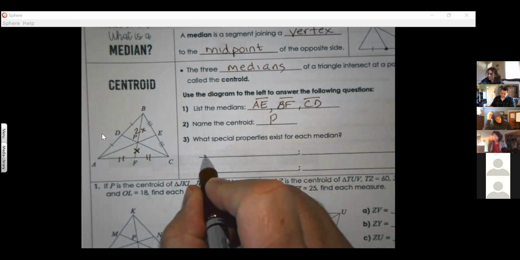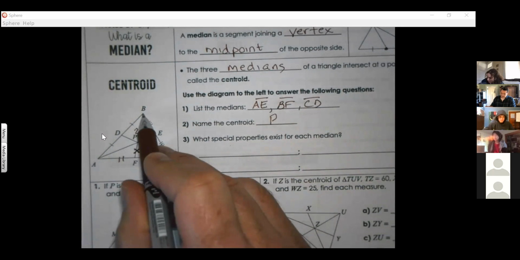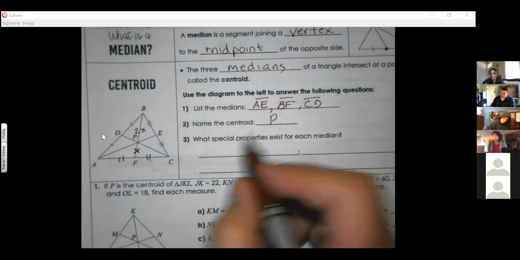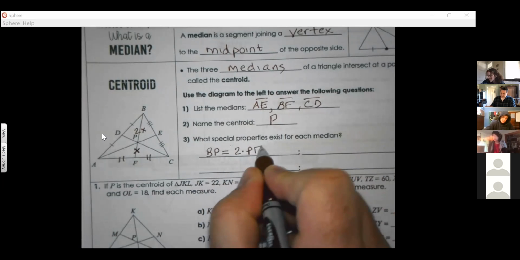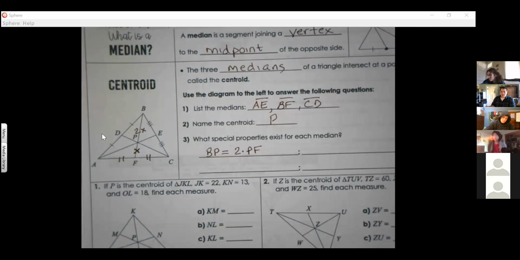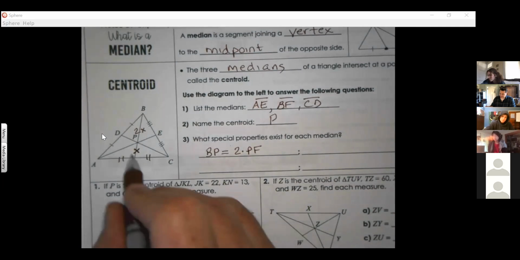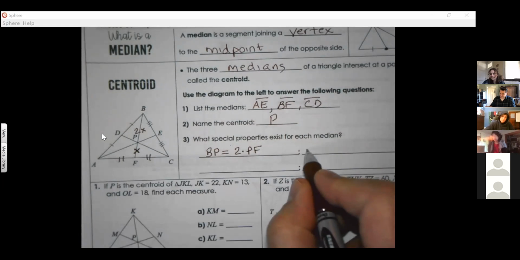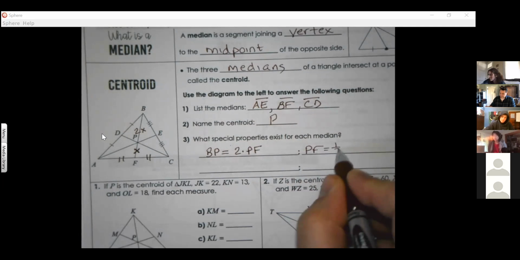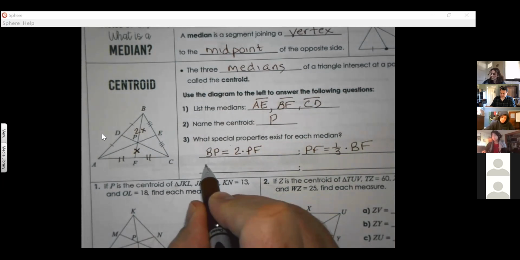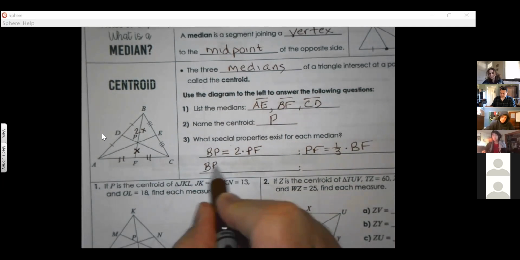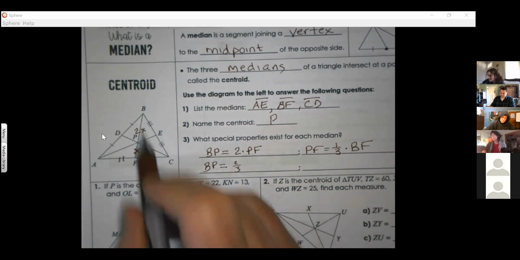So we could say, for example, the length BP will be twice the length PF. Or we could say that PF is 1/3 the whole length of the median, which would be BF. Or we could say that the longer part, BP, is equal to 2/3 of the whole length.